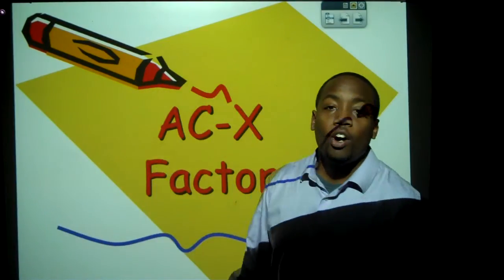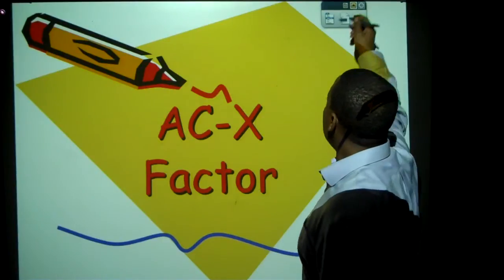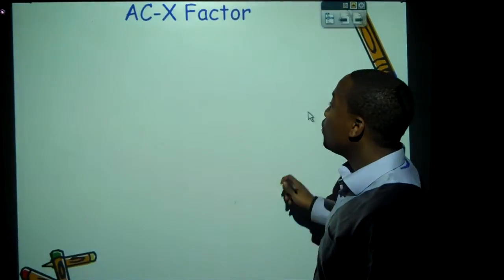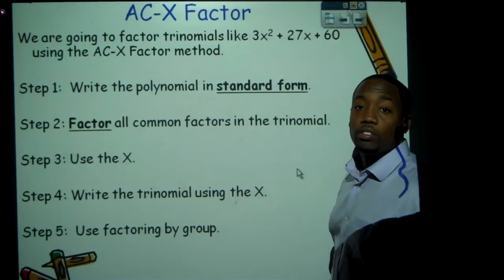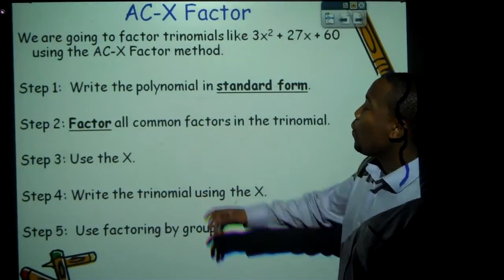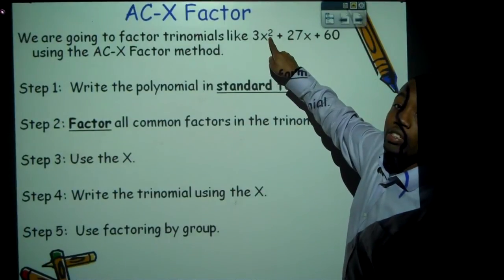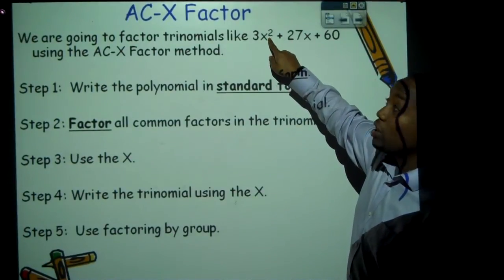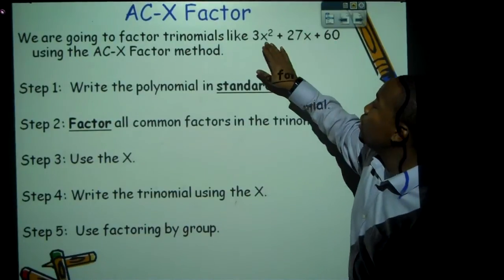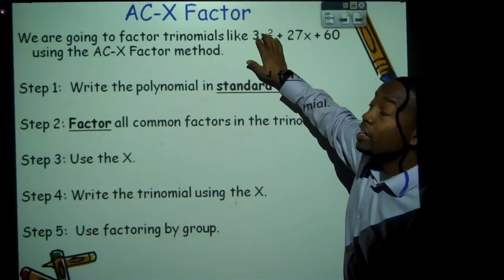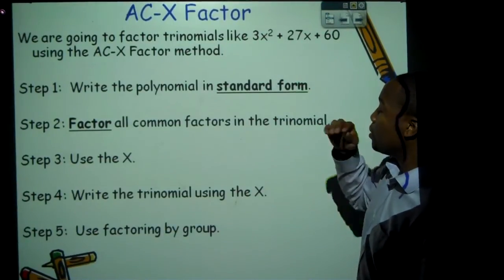Well, as I always do, let's go through the steps. So let's start with the beginning steps. First step, we have 5 steps that we need to follow. Okay? So, write the polynomial in standard form. What is standard form? X squared comes first. What's after x squared? X to the first. And after x to the first, x to 0. So it goes in order from highest degree to lowest degree. That is what standard form is.